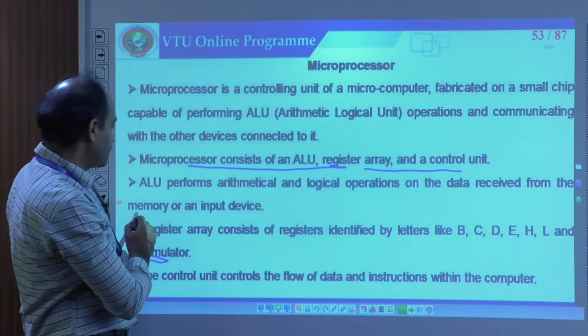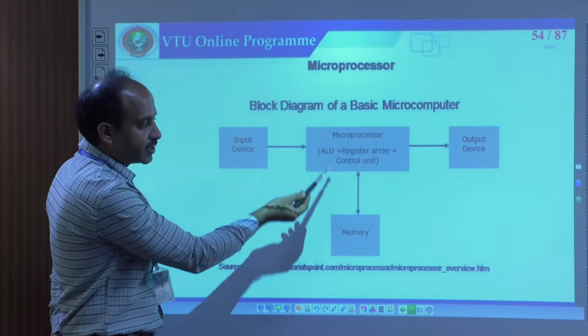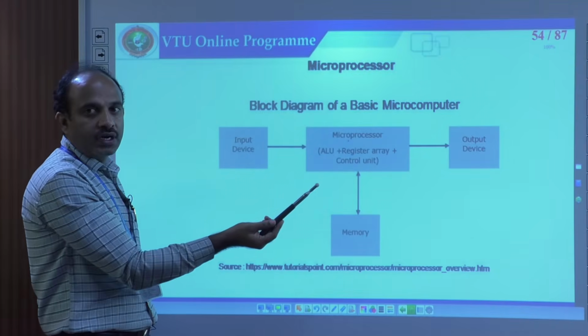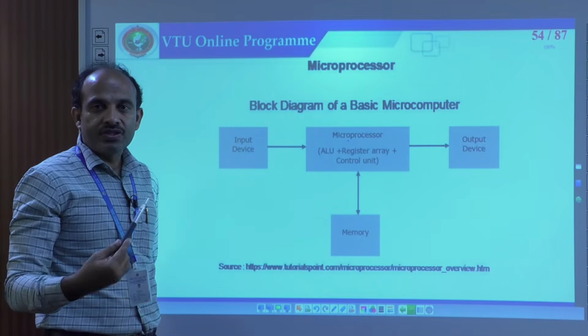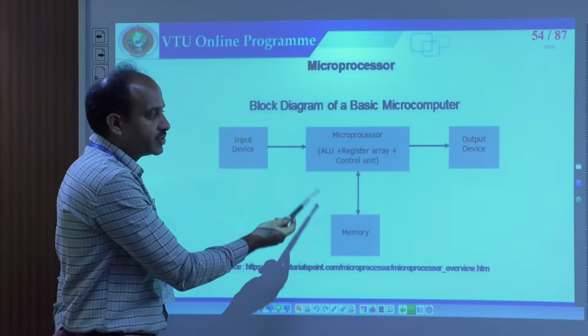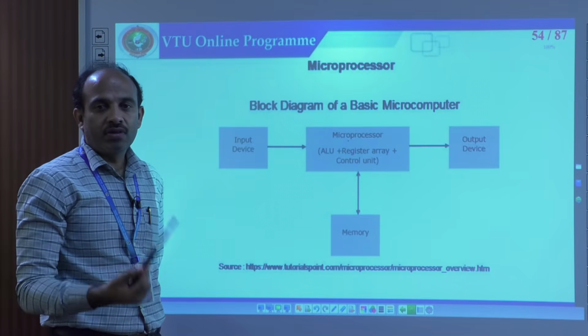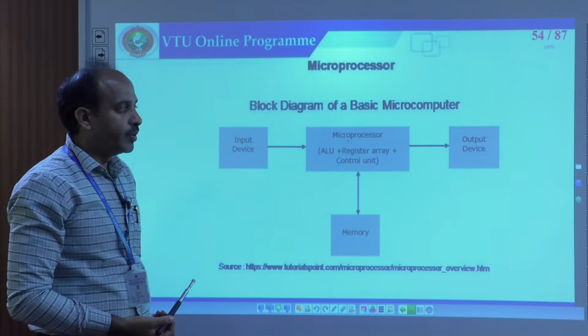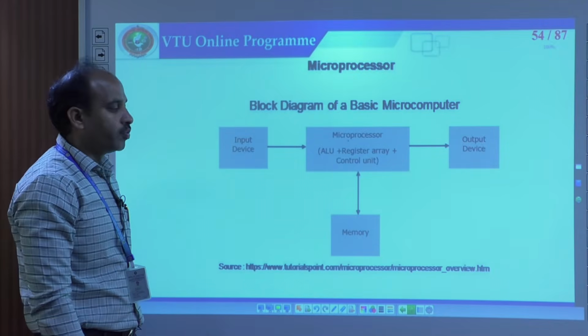Data received from the memory. So how exactly will it receive? See, it is bidirectional. Whenever you want to store data into the memory, you can send it to the memory. Whenever you want to fetch data from the memory to perform ALU operations or any other operations, you can go and get that data from the memory and perform. Then you just send it through the output device.